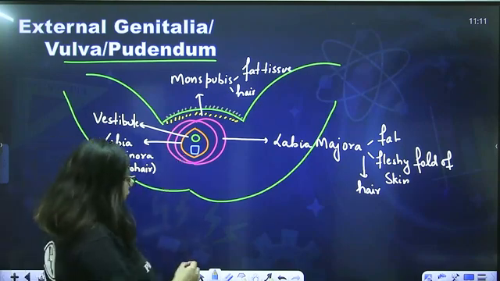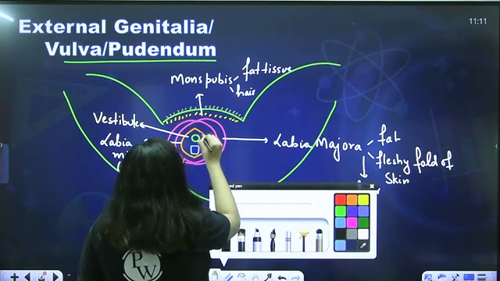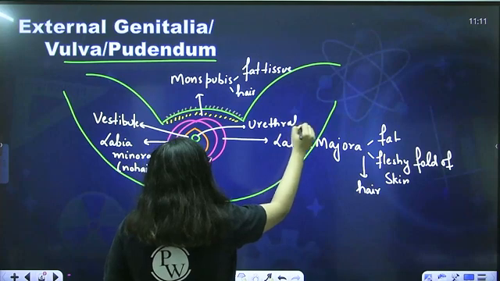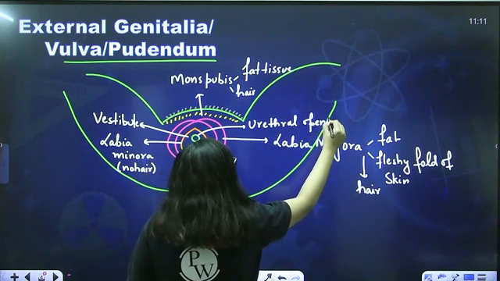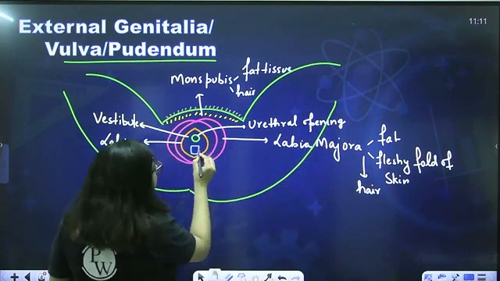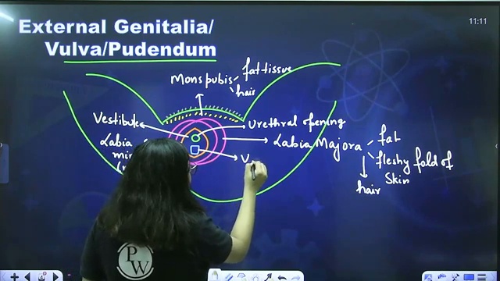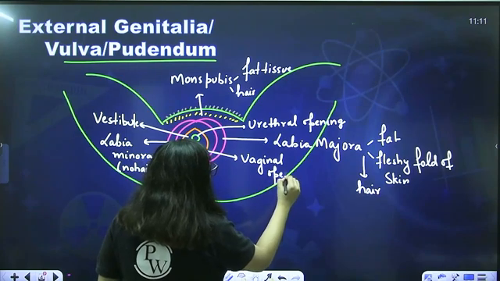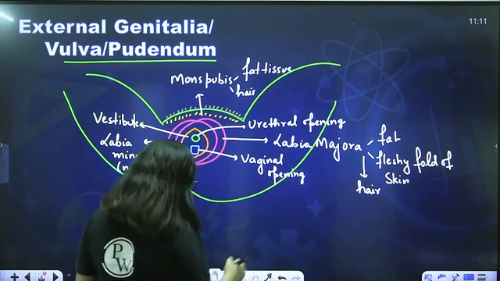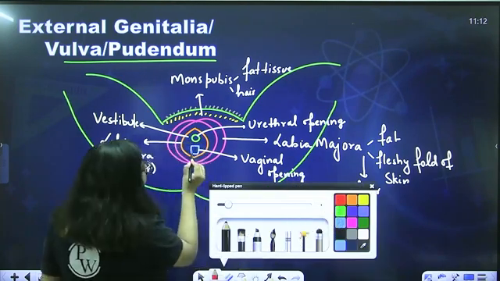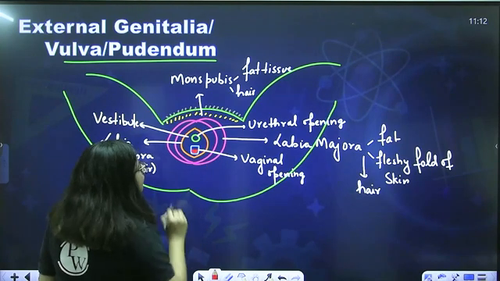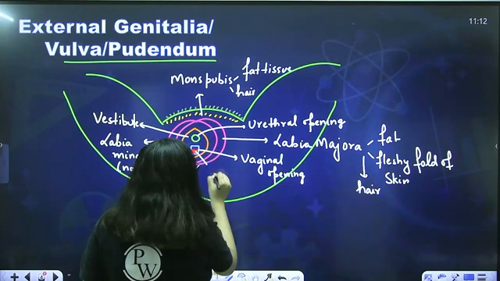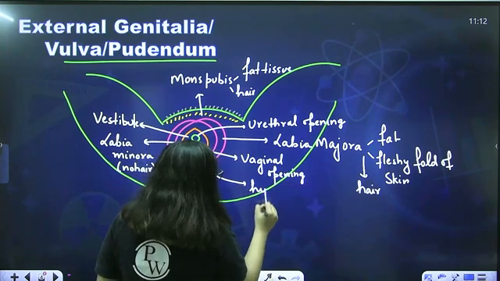The first opening is the opening of the urethra. So it's a urethral opening, and from here the urine passes. The other opening is known as the vaginal opening, and this is partly covered by a vascular tissue known as hymen.